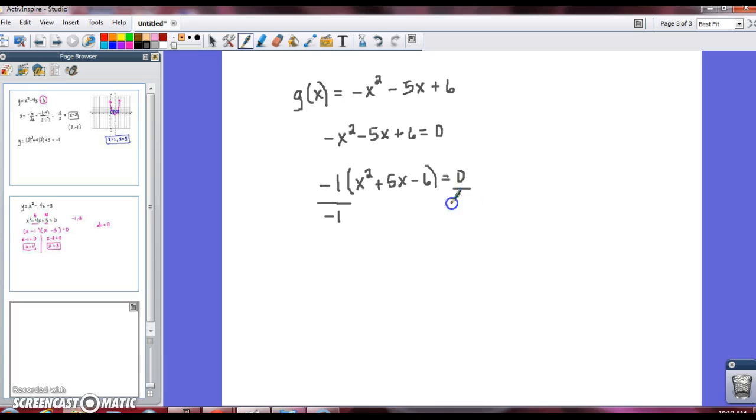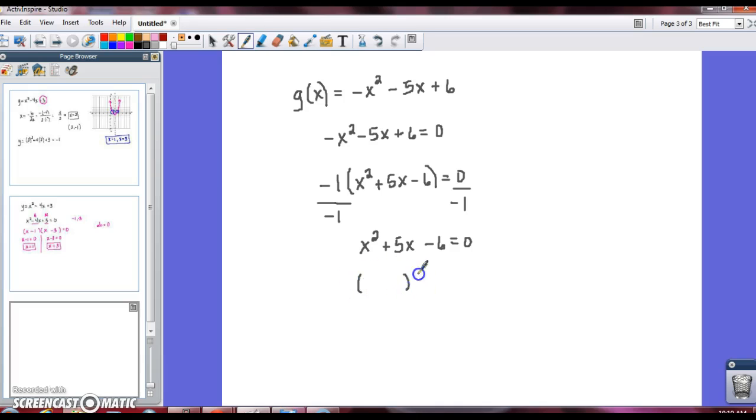Remember, whatever I do to one side of my equation, I have to do to the other. So I'm going to divide both sides by -1 to get rid of that -1. 0 divided by anything is still just 0. So now I have x squared plus 5x minus 6 equals 0. And now it's a very straightforward problem to go ahead and solve.